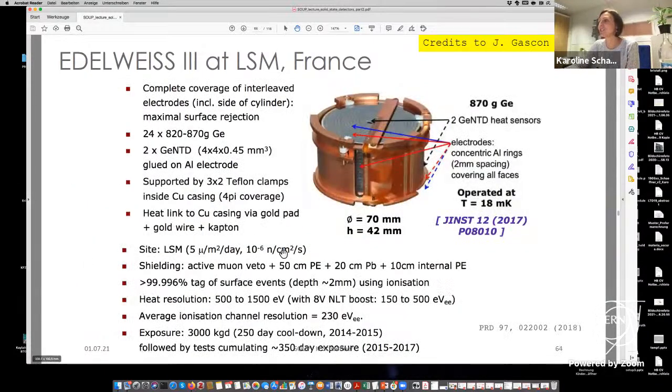Here's some more information on these detectors. So 800 gram, more or less, is each of them. Then you see here they are kept with these Teflon clamps in this copper frame. There's some bonding here to make electrical contacts. And they run, as I said already, in France in a setup which is also surrounded by passive shielding.